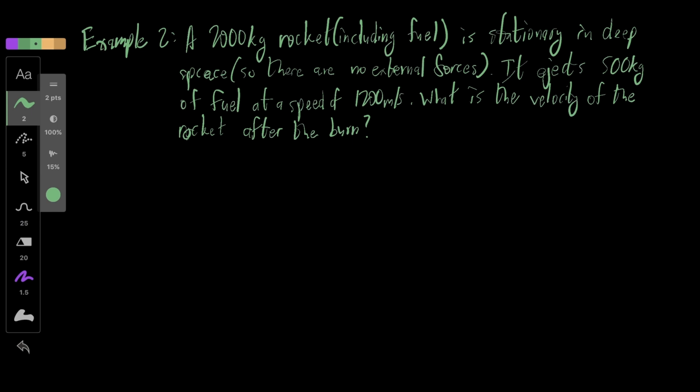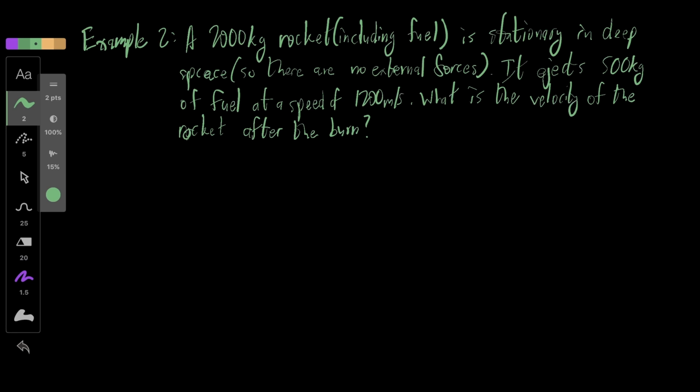Example 2. A 2,000 kilogram rocket, including fuels, is stationary in deep space. So that means there are no external forces. It ejects 500 kilograms of fuel at a speed of 1,200 meters per second. What is the velocity of the rocket after the burn?